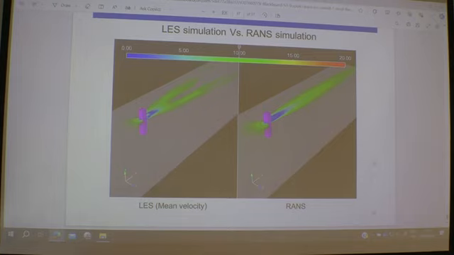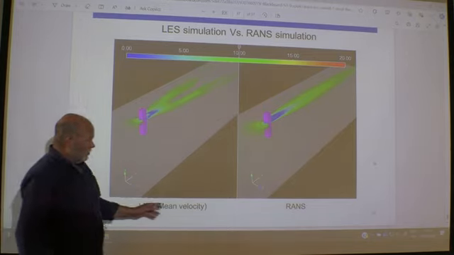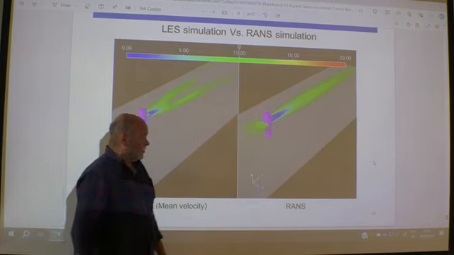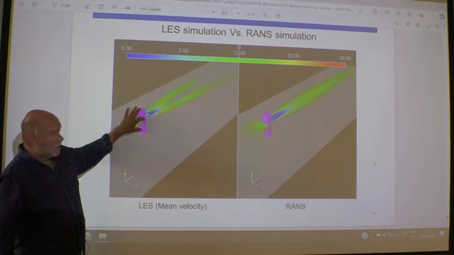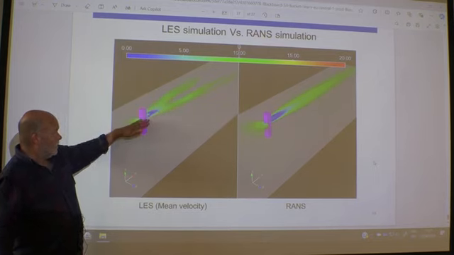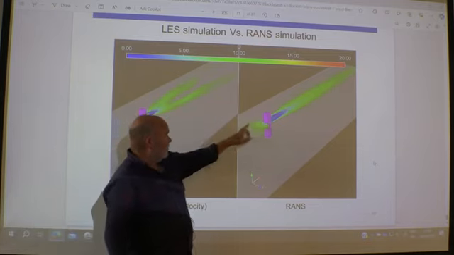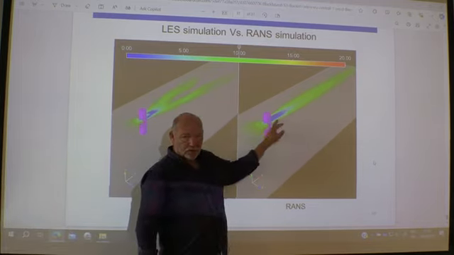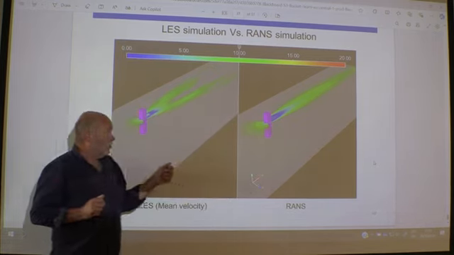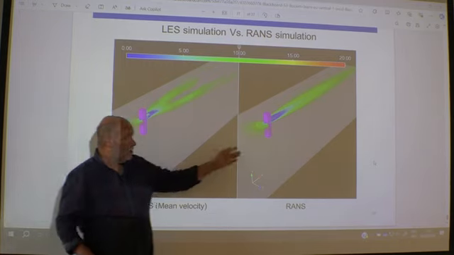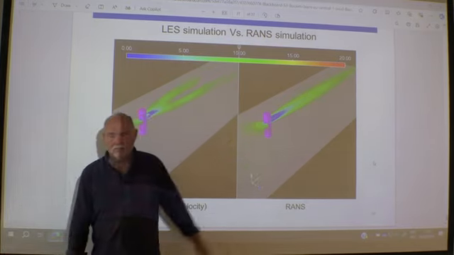So here you see the difference between large eddy and then a Reynolds-averaged Navier-Stokes. Here you have a lot of details. This is just a snapshot, the solution in a plane. And here you see everything is just smoothed out, sort of only average values. So here you have the details. Here we have modeled the details away.